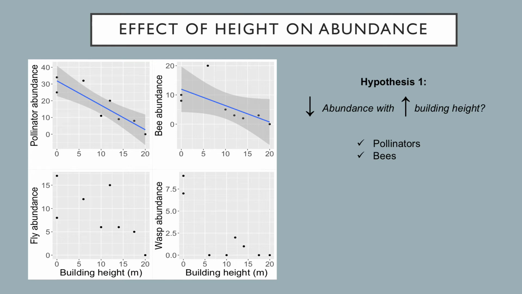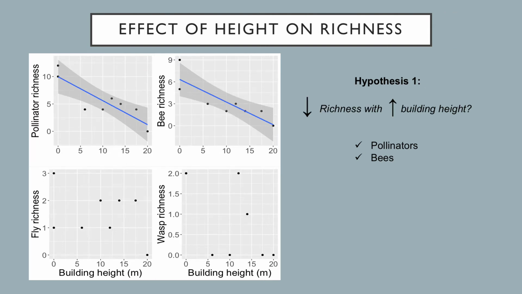Observationally, pollinator total abundance appears to be strongly driven by the trends in bee abundance, which can be seen on the graph on the left. We found the same to be true for pollinator richness, in that pollinator total and bee species richness decline with increasing building height. And again, it appears that bees drive the trends in total pollinator richness, which is seen on the graph on the left.